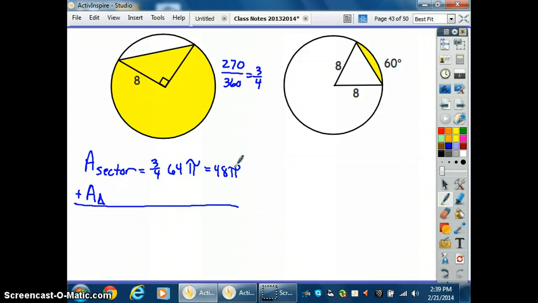Now the area of the triangle. If this is 8, this is also 8. It's a radius, base times height. So it's 1/2 times 8 times 8. And half of 64 is 32. So if we add these two together, the 3/4 of the circle and the triangle, we have our area.